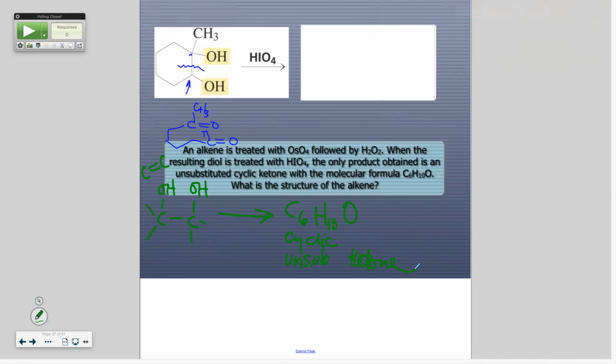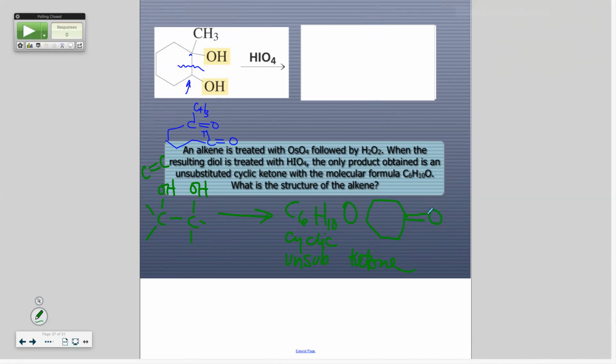A cyclo who? Hexanol? Is that what you said? Well, that would be an alcohol. This is a ketone. Everybody agree? 2, 4, 6, 8, 10. There's 2. All right, now, what do you think the structure of the alkene is? It's like a little puzzle. You got to get good at puzzles. That's what chapters 12 and 13 are, puzzles.